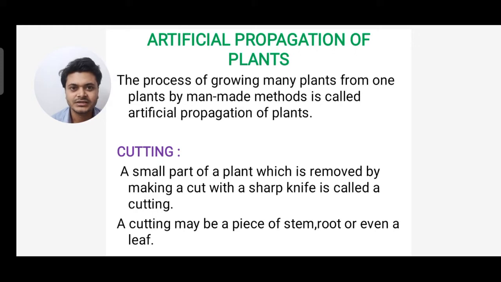What is cutting? Let's see. Cutting is a process in which a small part of the plant is removed by making a cut with a sharp knife. A cutting may be a piece of stem, roots, or even a leaf.